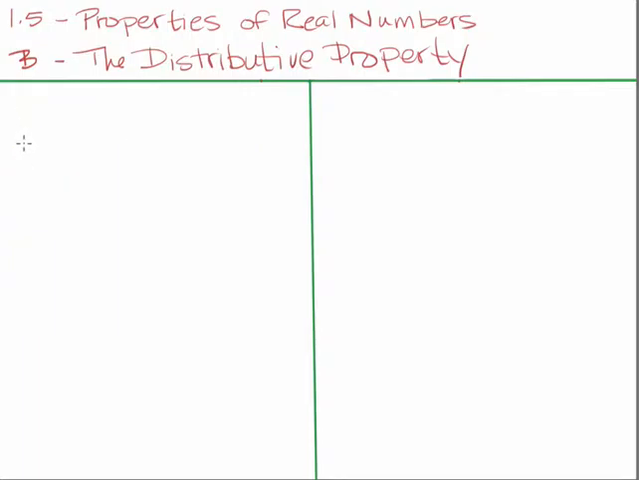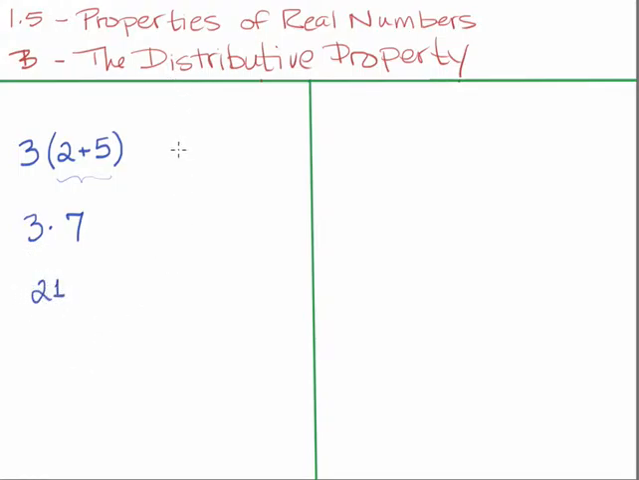The distributive property looks like this. If I want to multiply the sum of 2 and 5 by 3, I can write it this way. This is like saying 3 times whatever 2 plus 5 is. By order of operations, I know I have to do this sum first. So this would really be 3 times 7. And of course, 3 times 7 is 21.